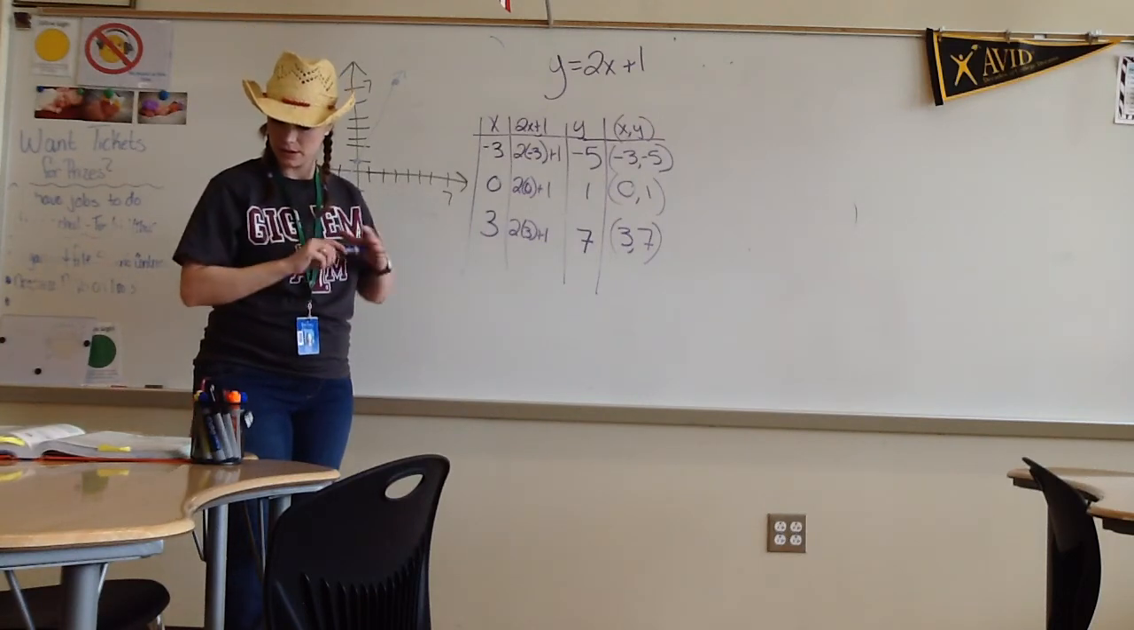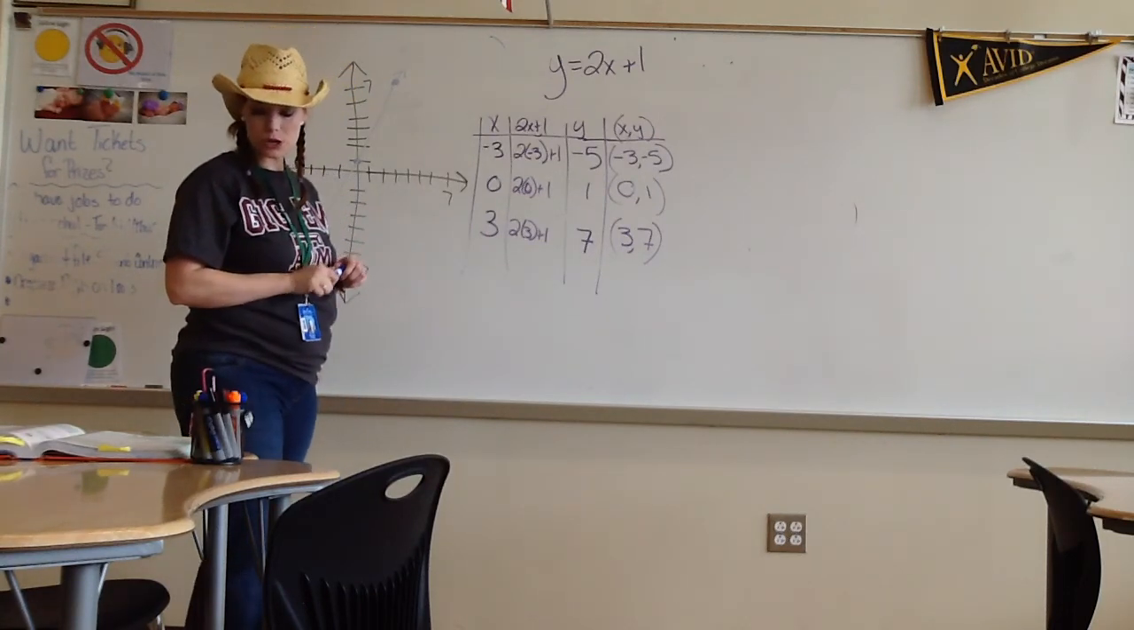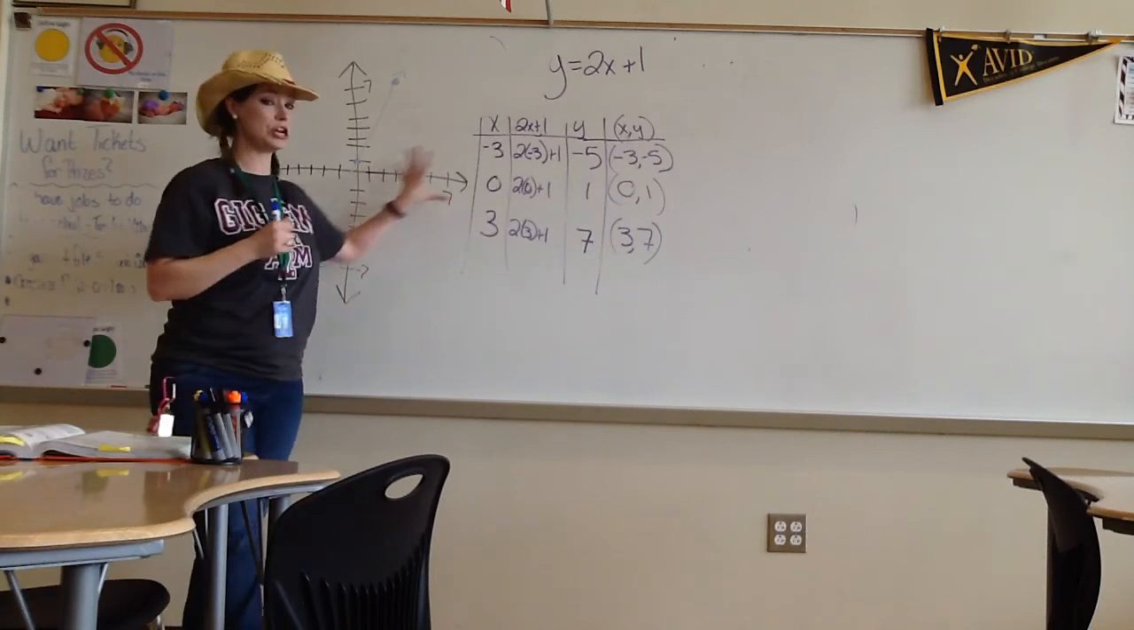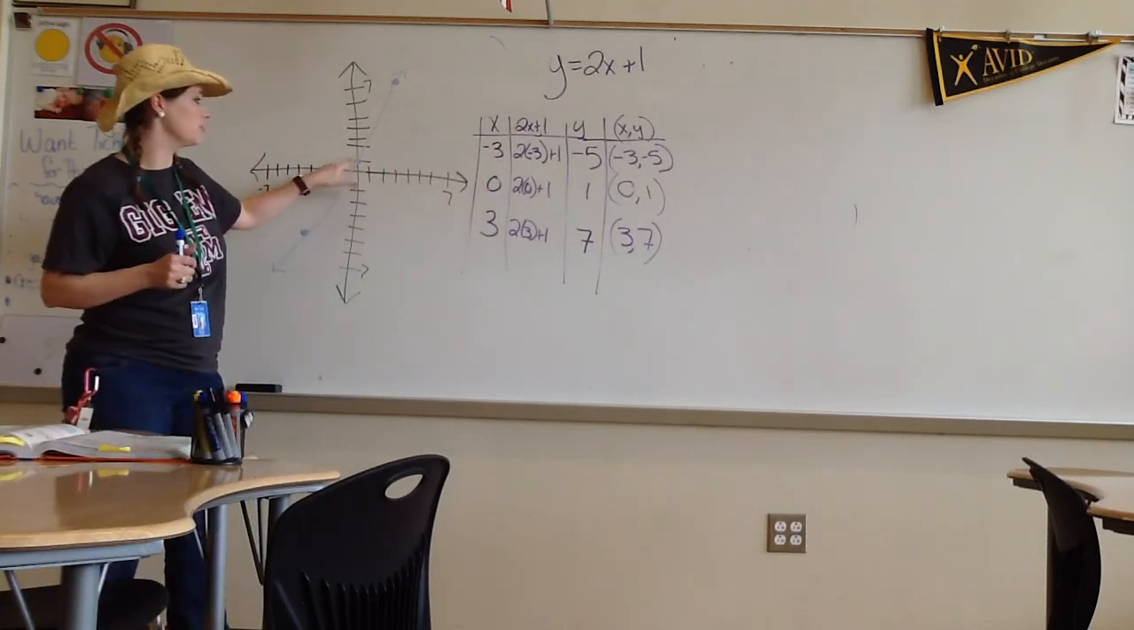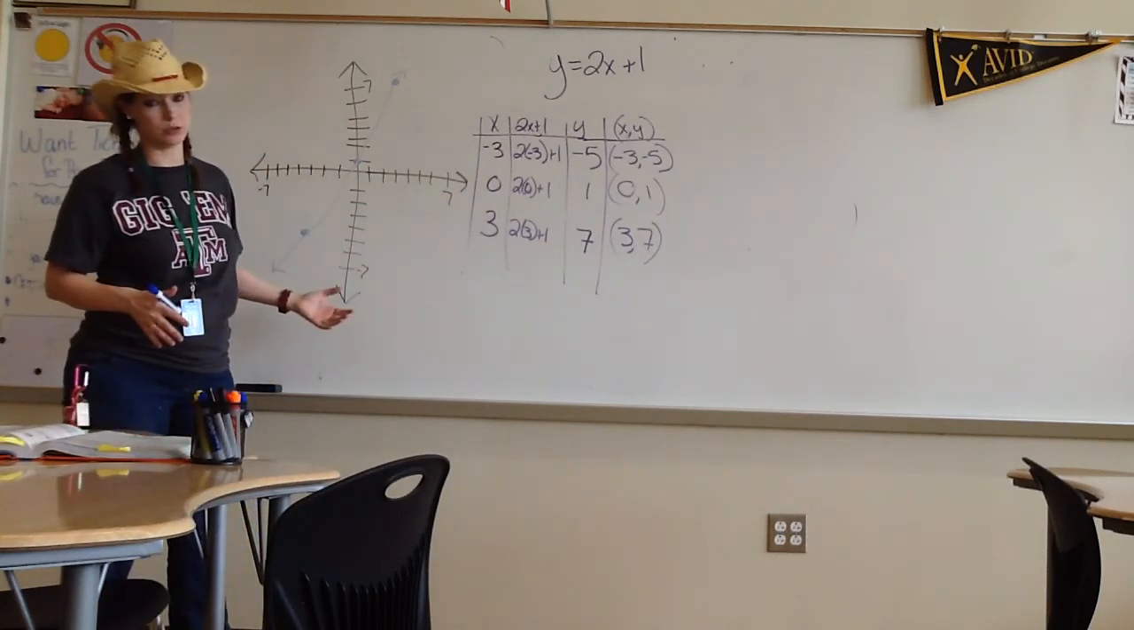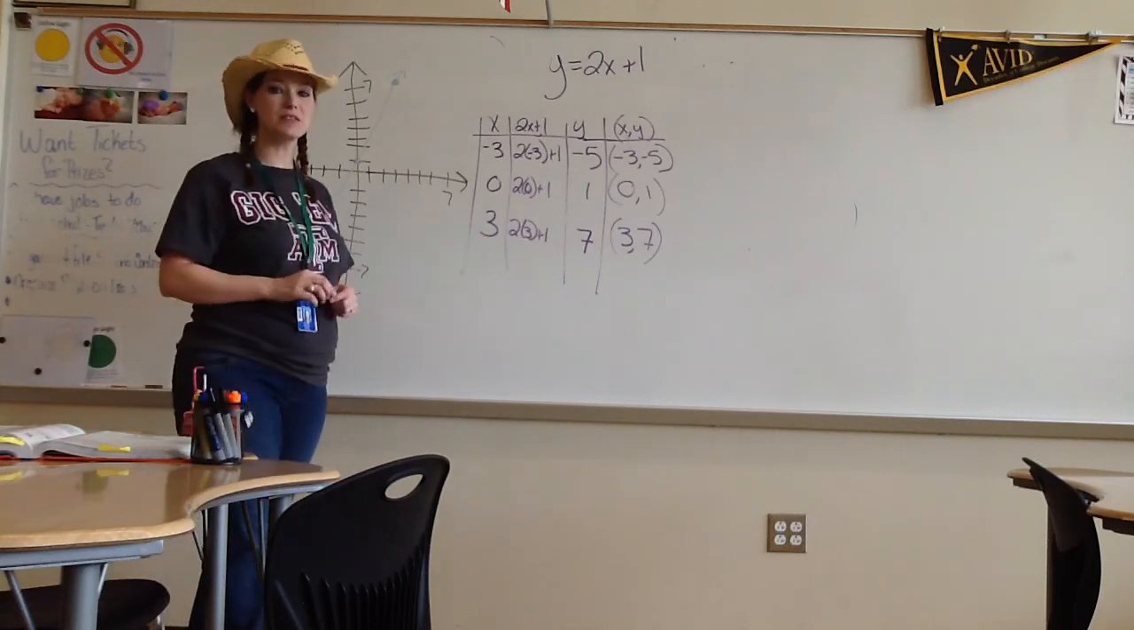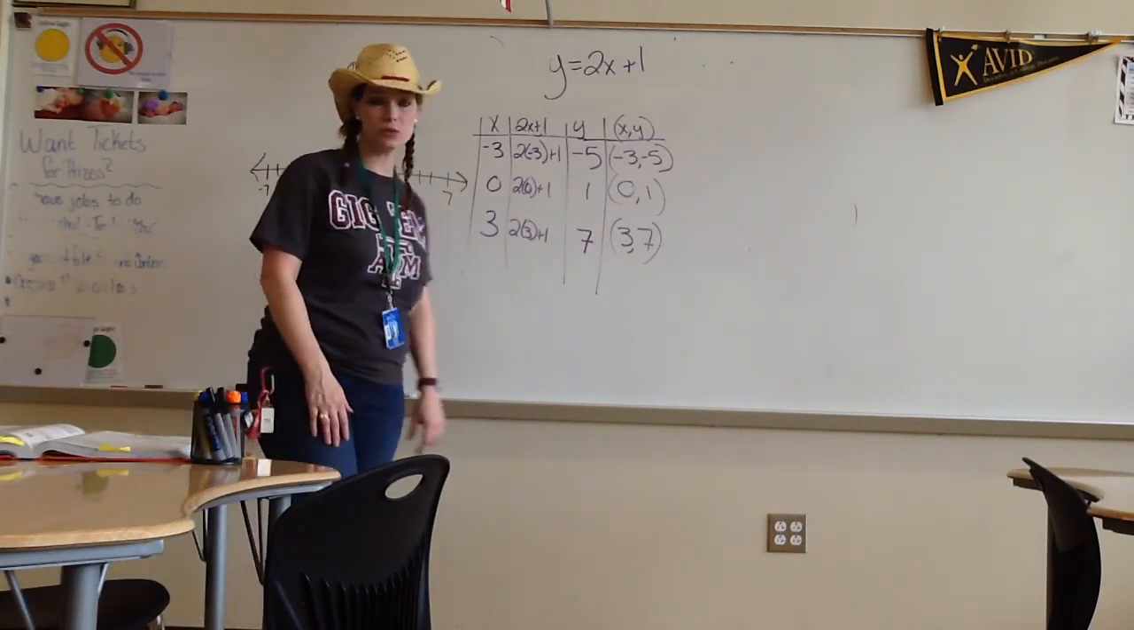Alright. If you are using a graph, and you already have the graph and you need to go backwards, this is how you do it. Find some dots, write down the ordered pairs. Okay? And that would be the values. Good luck with your notes.